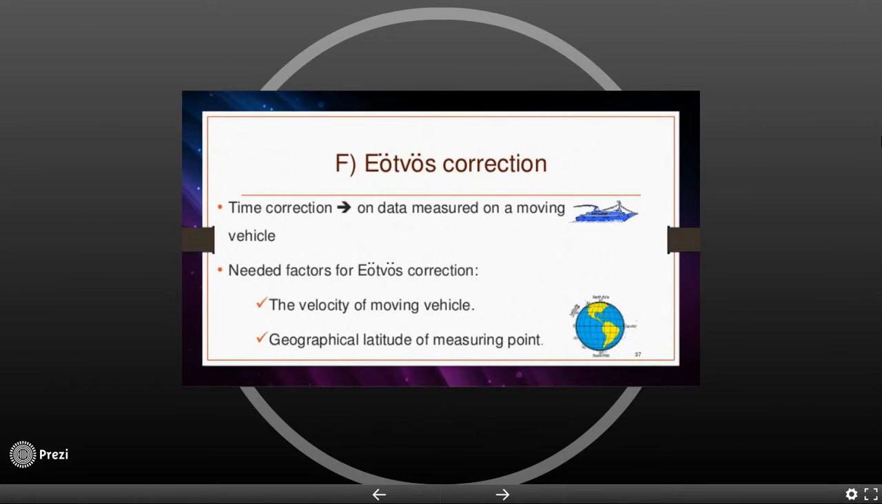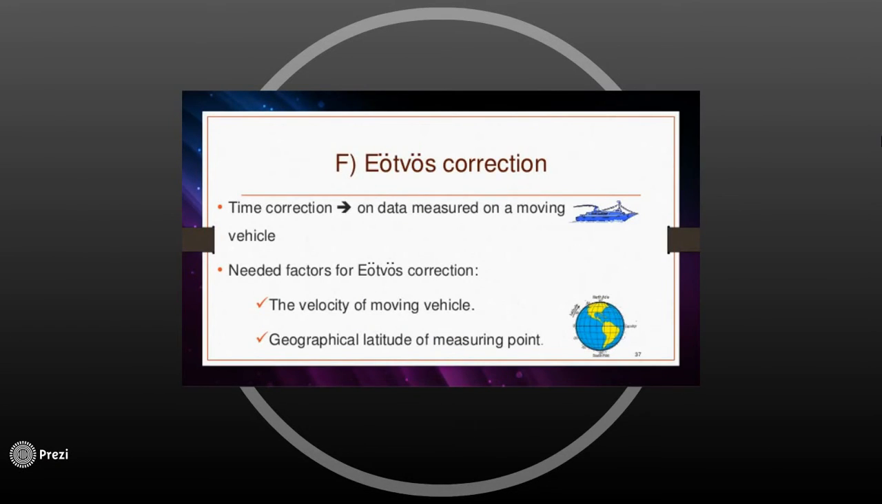The next type of correction is the Eötvös correction. We have to apply it when we are measuring the gravity attraction of a surface on a moving vehicle. There are only two factors that we have to know while we are conducting this correction. It is the speed of the moving vehicle and the geographical coordinates of the measuring point.